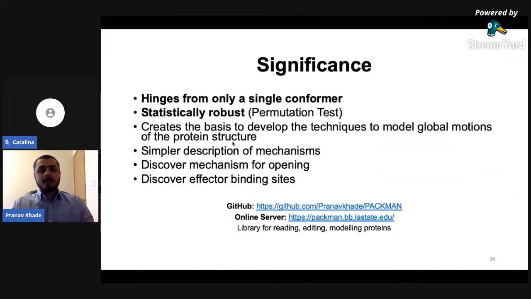And again, to reiterate, what is significant is you don't need multiple conformations to predict what the dynamics of the protein will be. You just need a single conformation, and whatever hinge you get is statistically robust because it is obtained from 10,000 iterations of the permutation test. And again, it is important to predict its mechanism, opening and closing, and potentially effector binding sites. This is an ongoing project, and it is under development. We are adding a lot of things besides PAC-MAN into this project.